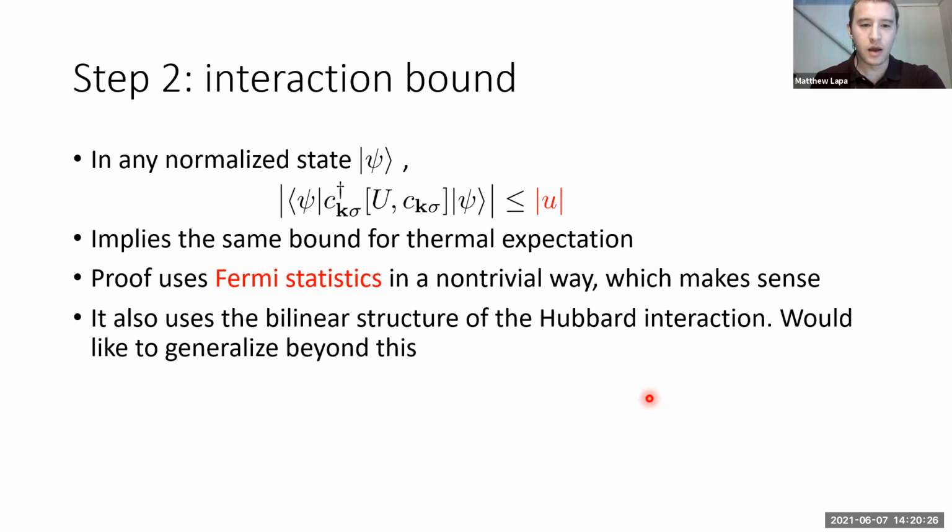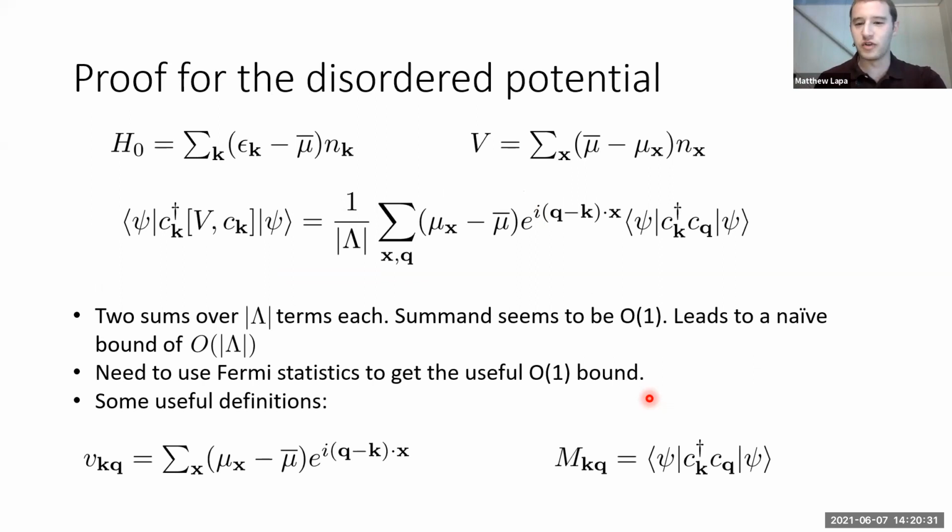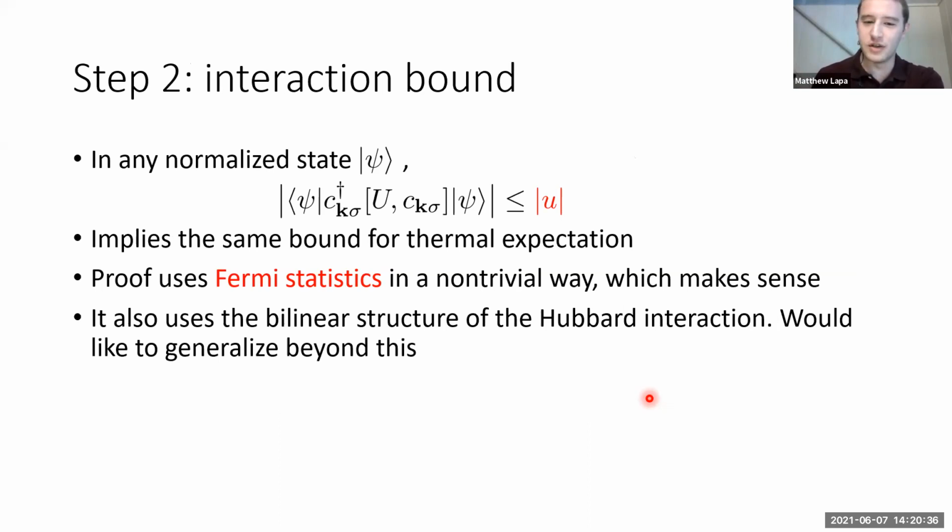So, in the remaining time, I just want to sketch this proof a little bit, but not actually for the Hubbard interaction, but just for the disordered potential, which although it's free fermions, it still shows a bunch of the non-trivial aspects that enter into this proof. So that's what I'll do now. So this part may get into the weeds a little bit, but I think it's interesting to show how it works.